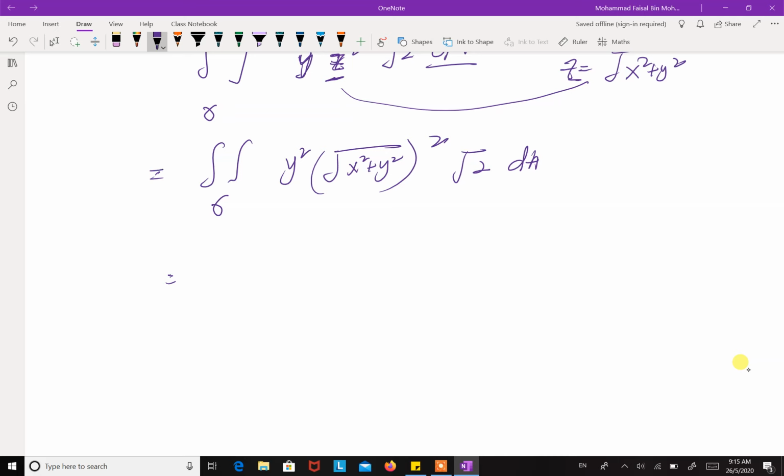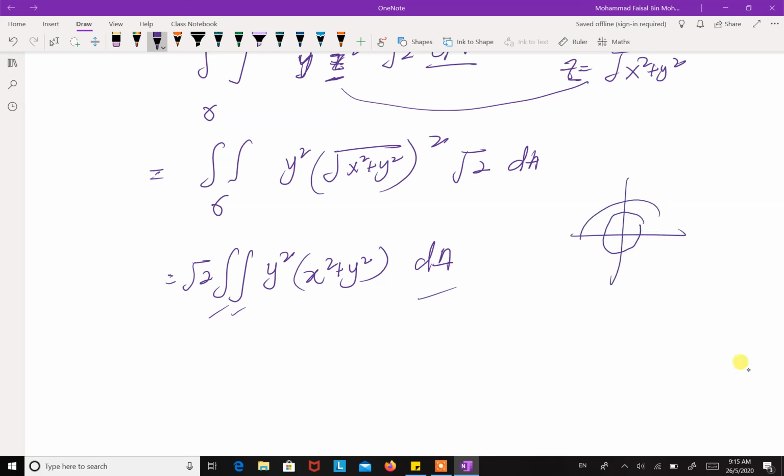So you will get y squared, this is square root 2, and this will be x squared plus y squared dA. So we have to find the limit. Okay, and then because the region is the circle, so I can use the polar coordinates. So remember your chapter 3 part 1 and part 2, so that it is easy to do this chapter. Okay, it will make it easier. So I just draw again r equals 1 and r equals 2.